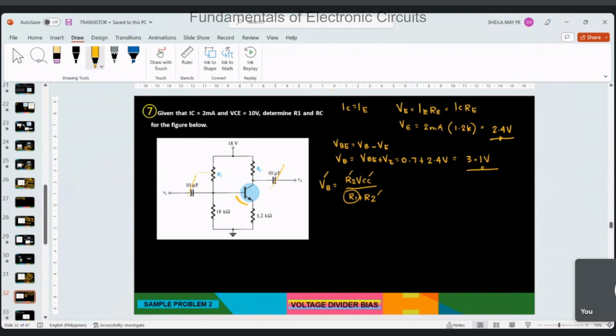Follow? Follow ra ba, class? Yes, Miss. So from that, VB, cross multiplication. So that's VB times R1 plus R2 equals R2 VCC. VB R1 plus VB R2. Ako rin i-try ha.